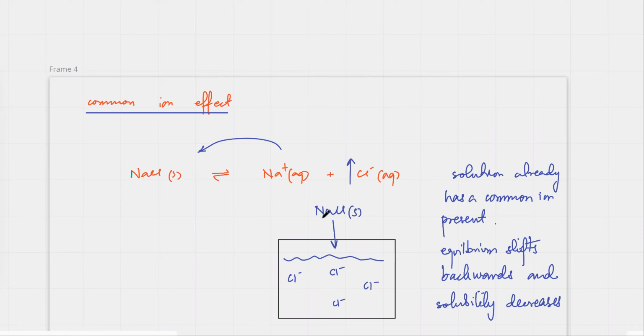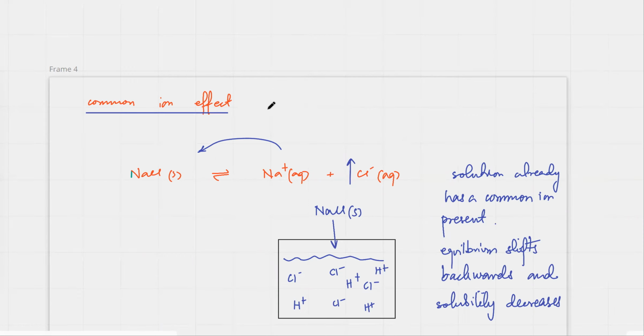And why are there Cl ions? I mean, remember, a negative ion cannot exist alone. There might be another salt, like you're trying to dissolve NaCl in a solution that has HCl in it. There's H+ and there is Cl-. You already added HCl, so there's a common ion. The Cl concentration is already very high, so it's not going to mix.